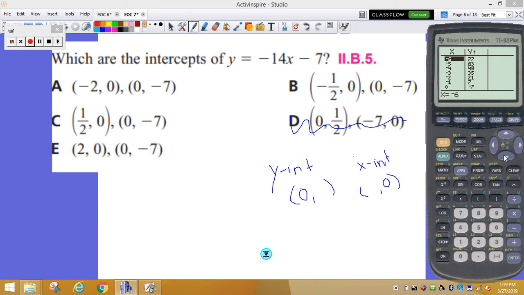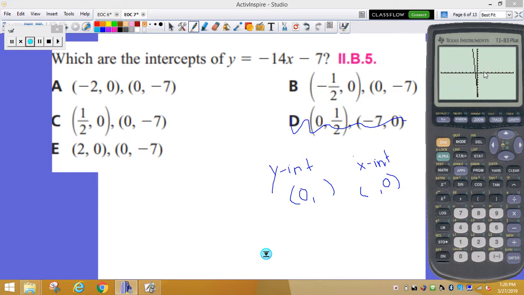And if we scroll through our table, it's never going to tell us where the x is 0. So let's go back to our graph. It's right here. A says it's at negative 2. Well, it's definitely not negative 2 because negative 2 is right here and it doesn't touch. C says 1/2. Well, 1/2 would be over here. It definitely does not touch at 1/2.